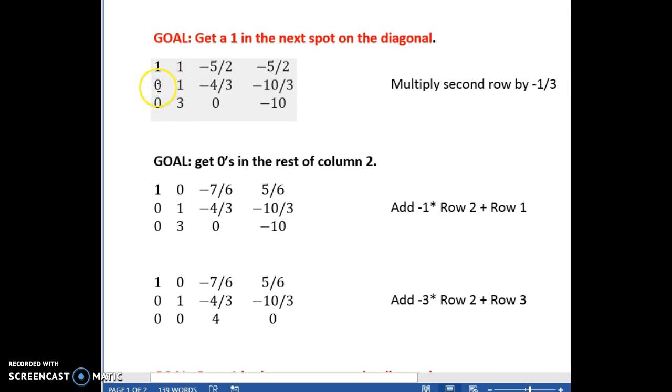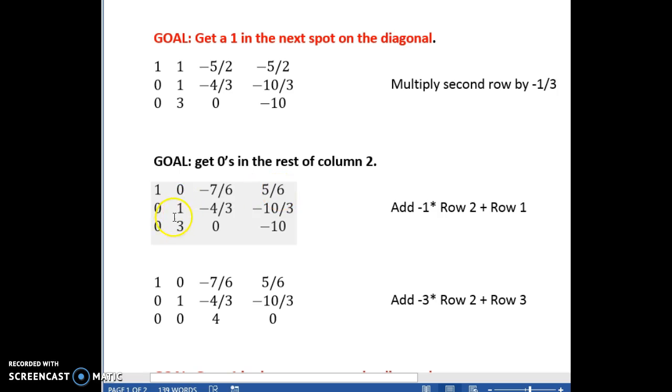So you add these first things, nothing changes because 0 plus 1 stays the same. Negative 1 plus 1, you get a cancel. And here you have to do a little fraction math. But negative 1 plus that, you get negative 7/6. And negative 1 plus that, you get positive 5/6.